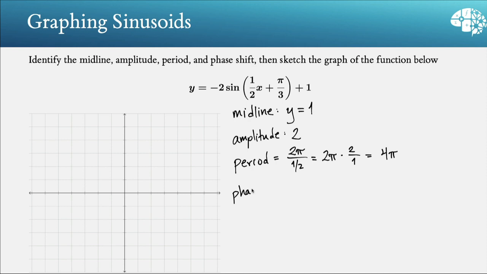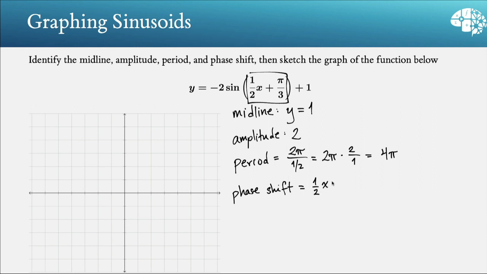There are several different approaches that people take to get the phase shift. You might see others if you look for other videos about this. What I'm going to do here is take the thing that you're doing sine or cosine of, and set it equal to 0. Take the whole thing, whatever's there, set it equal to 0, and then solve for x.